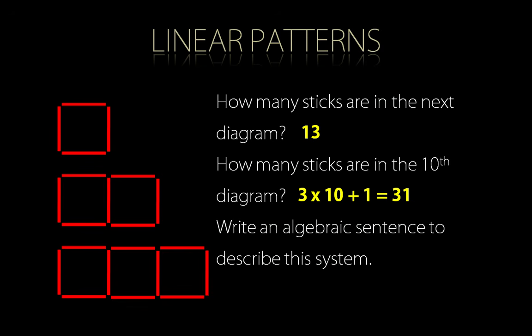And so finally an algebraic sentence is to describe a system. So the number of matches, which I'll just call M, is equal to 3 times the number of squares plus 1. Folks, I hope you've found this little quick video helpful. That these rules are not just random, they're not plucked out of the air, that there is a good solid logic behind it, and a logic and a reason that anybody can understand.